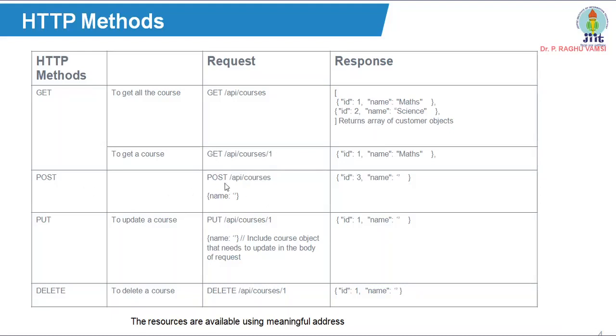POST. So POST is especially for posting the data. That means here POST /API/courses. Then here internally you can post the data in JSON format like this. ID is 3 and name is like this. Some empty name I am sending. You can send whatever name you want.